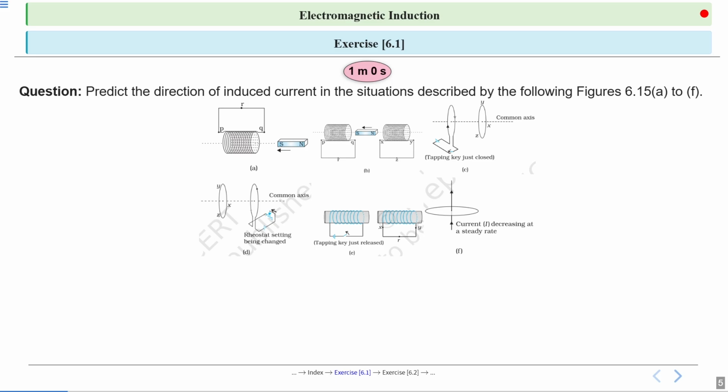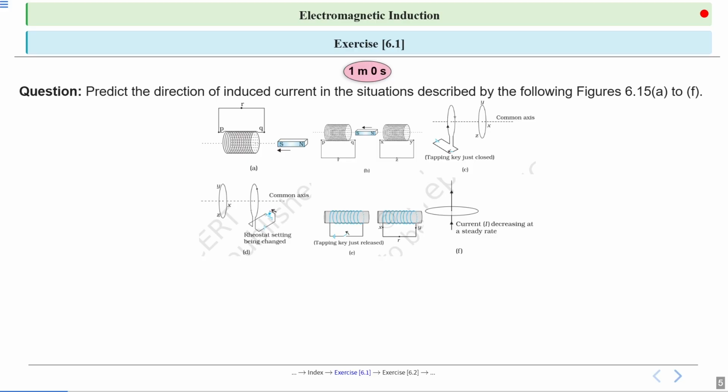Predict the direction of induced current in the situation described by the following figures 6.5 A to F. So 6 figures are given. You have to determine the direction of induced current. And how can we do it? By using Lenz's law. Okay.